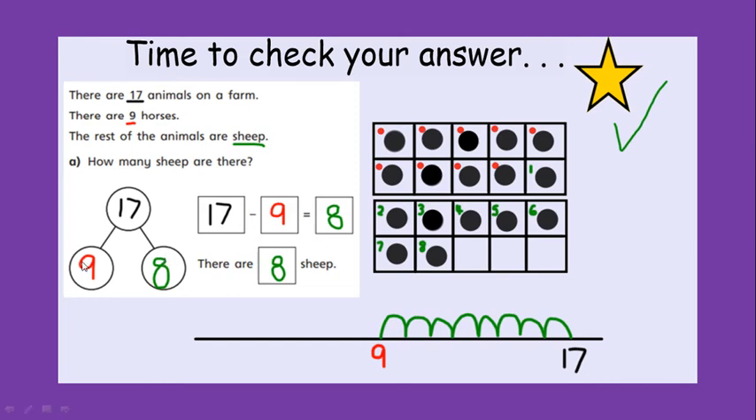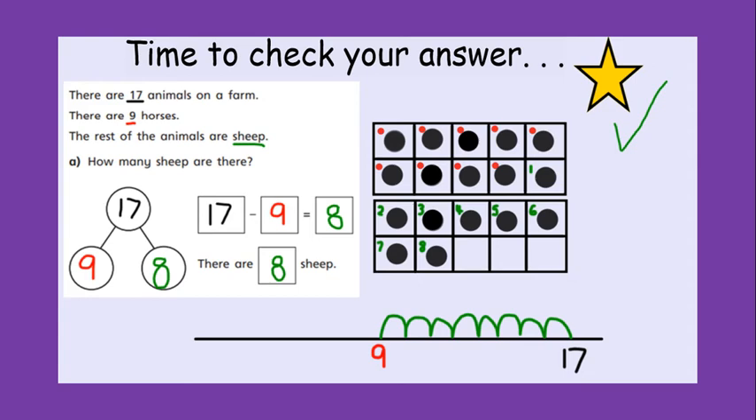And if I look, 9 add 8 equals 17. I've also checked on the number line that I was correct. So I found 17 on the number line, which was all of the animals. I found 9 on the number line, which was the horses, and then the jumps in between indicate the amount of sheep, and there are 8 jumps on my number line today. So lots of ways to prove what the answer is today.